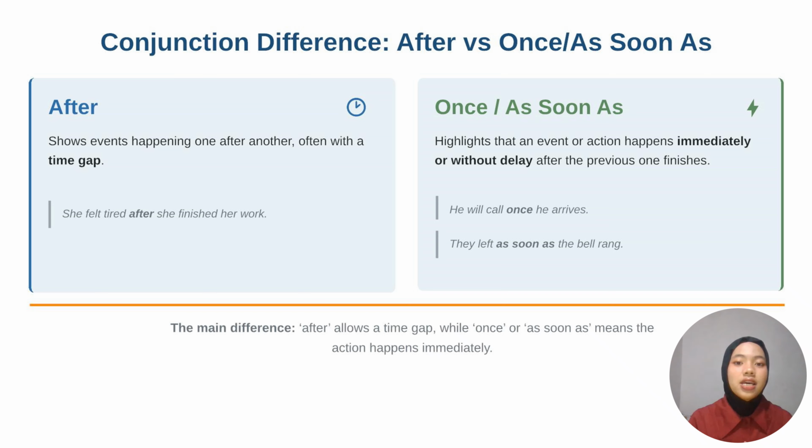They left as soon as the bell rang. There is no delay between the two actions. The moment the bell rang, they left right away. And last example, he will call once he arrives. This shows immediate action right after arriving. As soon as he arrives, he will call with no delay. So, the main difference is that after allows a little time gap, while once or as soon as means the next action happens right away.